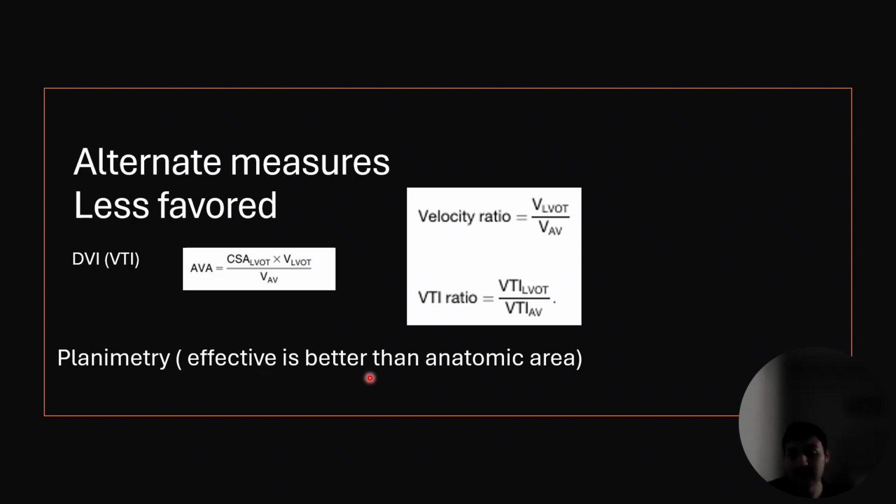What is effective versus anatomic area? Effective is when you are calculating through the continuity equation. Anatomic area is planimetry. What is better? Effective, because that is telling you what is going on, what is the area through which the flow is going.